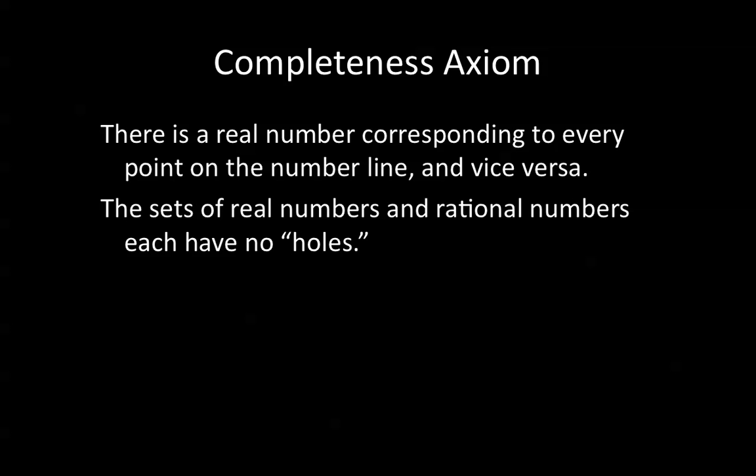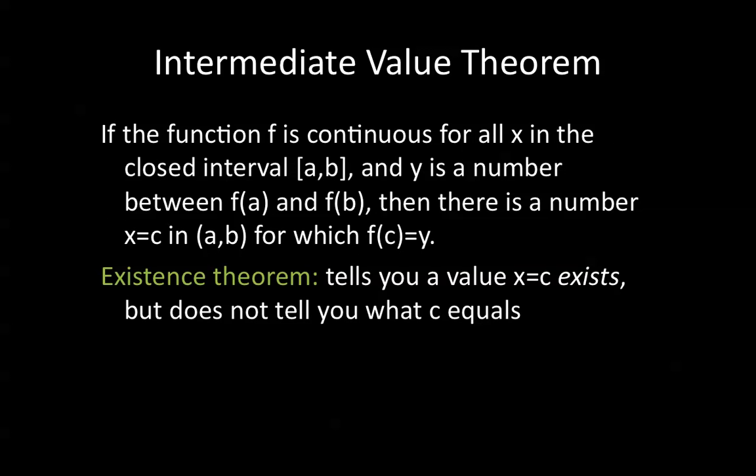What this means is that between every two real numbers or rational numbers that you choose, there is always a real number or rational number that's in between those two. So the intermediate value theorem uses the completeness axiom in its proof. Although we're not going to prove this theorem, we are going to learn what it is and how we can use it to our advantage.